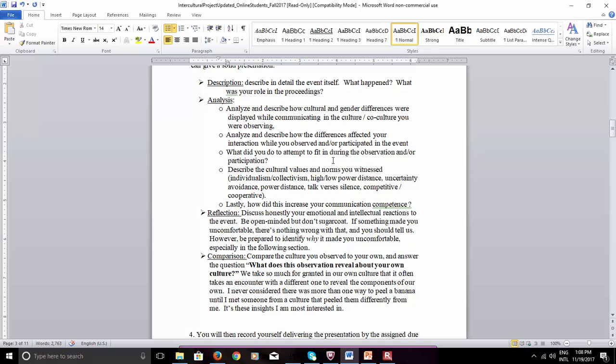And then describe the cultural values and norms you witnessed throughout the interaction. This is where you're going back to the information in the chapter that talked about individualism, collectivism, high-power and low-power distance, uncertainty avoidance, talk versus silence, competitive versus cooperative. So you're going to want to go back to chapter 3 and go back to the lesson in E360.